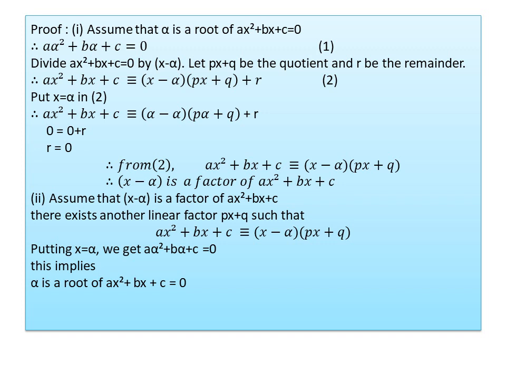Assume that x minus alpha is a factor of ax square plus bx plus c. There exists another linear factor px plus q such that ax square plus bx plus c is equivalent to x minus alpha into px plus q. There might be a linear factor equal to this, because this is just a factor part. There will be some number over there, which we are supposing as px plus q. Putting x is equal to alpha, we get a alpha square plus b alpha plus c is equal to 0. This implies alpha is the root of ax square plus bx plus c is equal to 0.